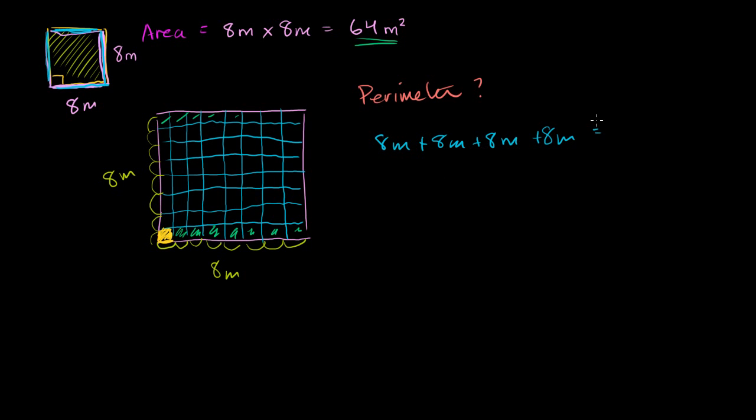So you add 8 to itself 4 times. That's the same thing as 8 times 4. You get 36 meters. Now notice, when we measured just the amount of fencing we needed, we ended up just with meters. Just with kind of a one-dimensional measurement.